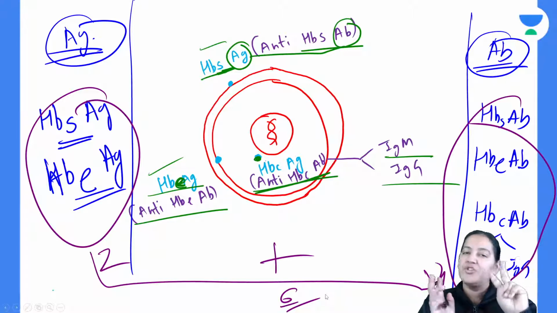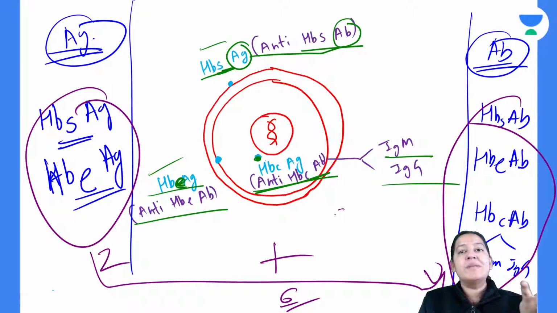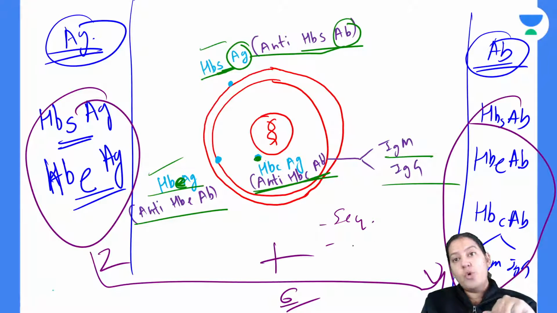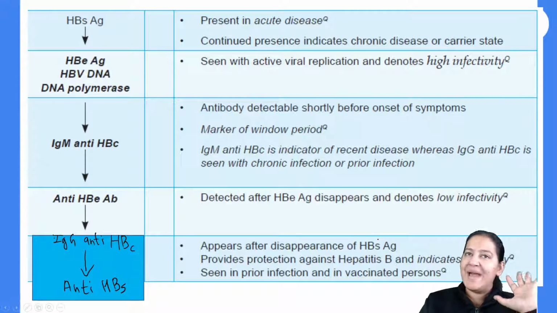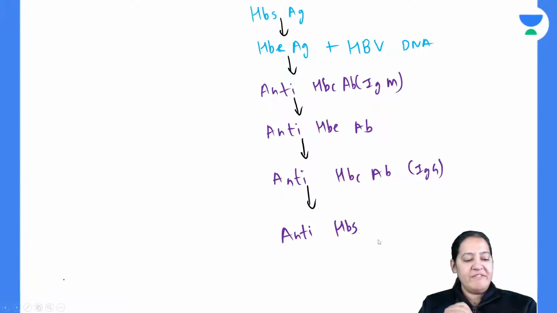Among these markers, you should understand two things. Number one, what is the sequence of arrival, in which sequence they come in the blood? And number two, after coming in the blood, what is the significance of each of them? I will give you many clinical scenario-based questions today to solve. Have you got it? So this is the sequence in front of you.